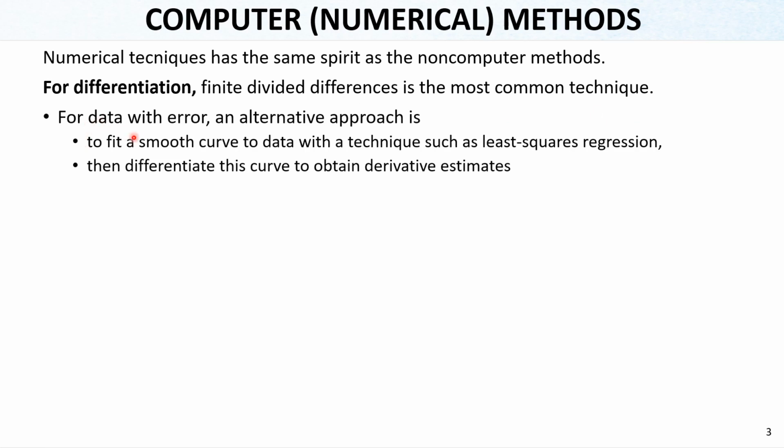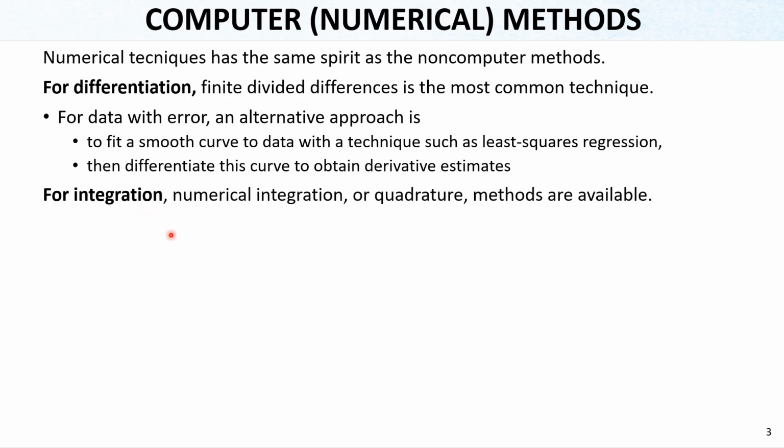And for data with error, an alternative approach is to fit a smooth curve to the data with a technique such as least squares regression, then differentiate this curve to obtain derivative estimates. So instead of finite divided differences, you can simply fit a curve. As we did in the non-computer method, where we draw a curve, you can fit a curve there using least squares, then differentiate this curve to obtain derivative estimates.